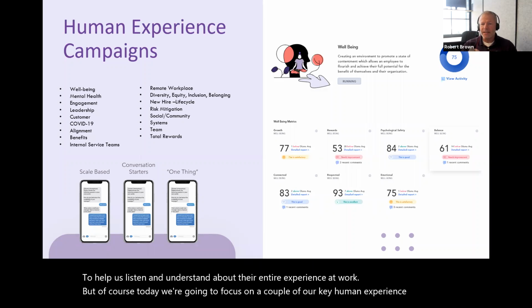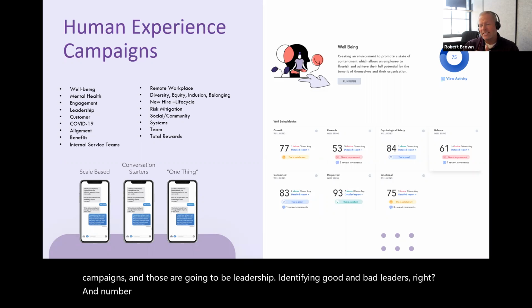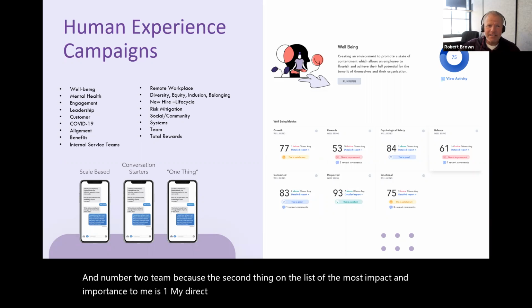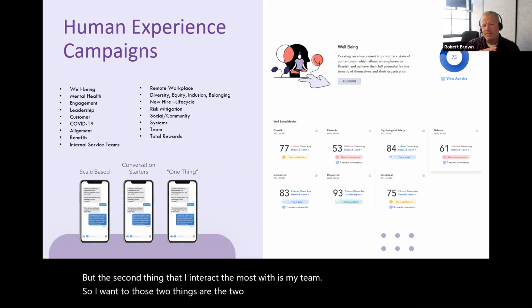And those are going to be leadership, identifying good and bad leaders, right? And number two, team. Because the second thing on the list of the most impact and importance to me is, one, my direct boss. But the second thing that I interact with the most is my team. So those two things are the two primary contributors to retention.